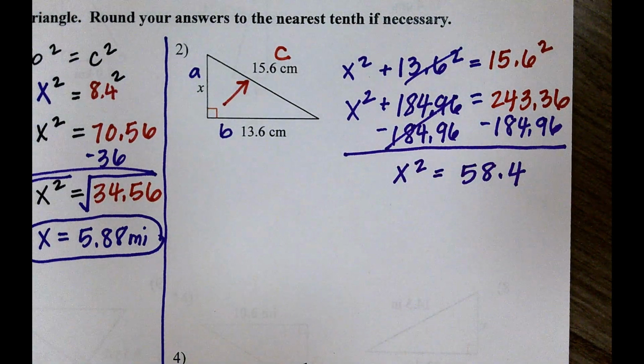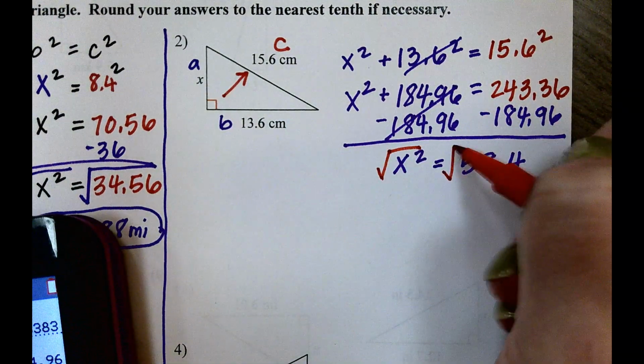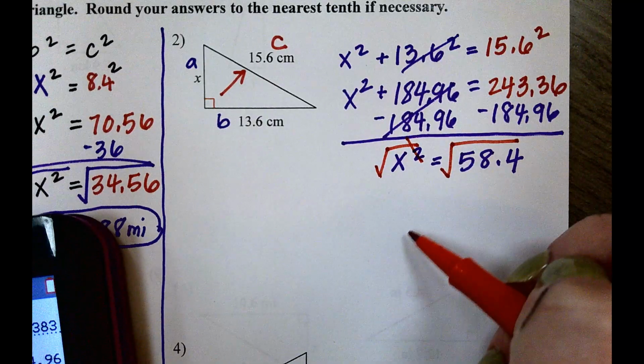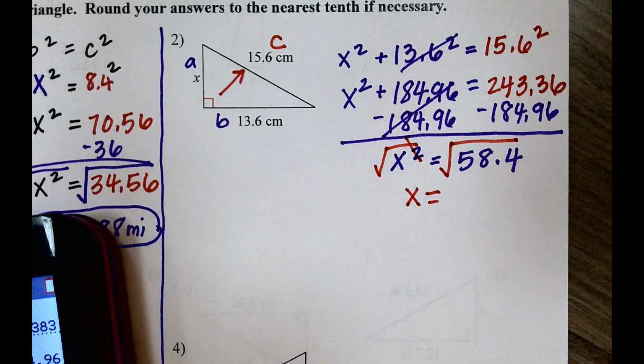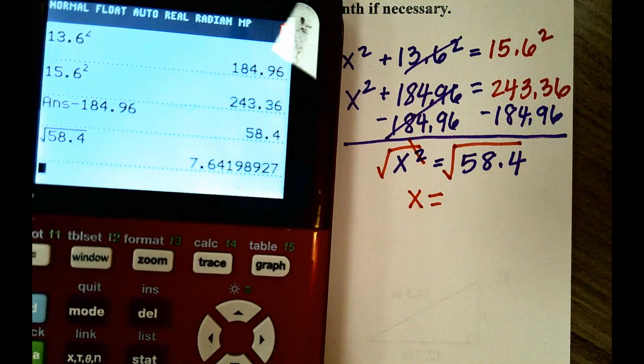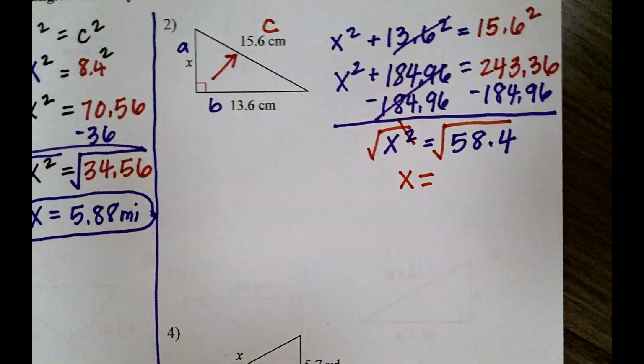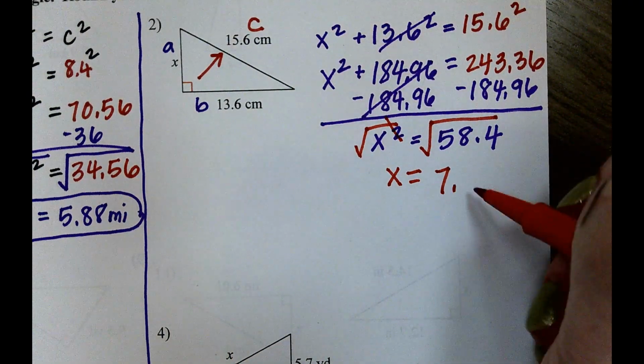How do I find x? Square root of both sides. Good. Yes. We get, let's see, 7.6. Perfect. 7.6. I'm gonna write 7.64. 7.6 is fine. 7.6 centimeters.